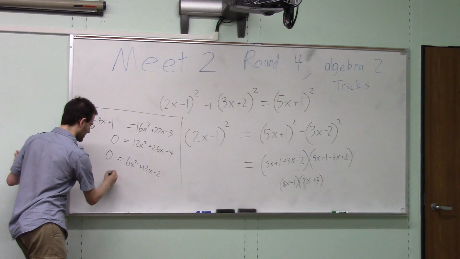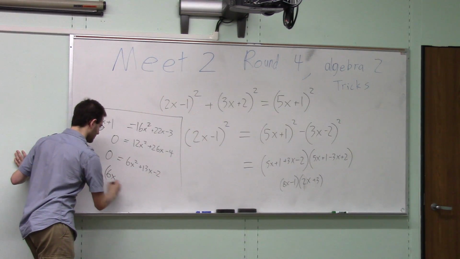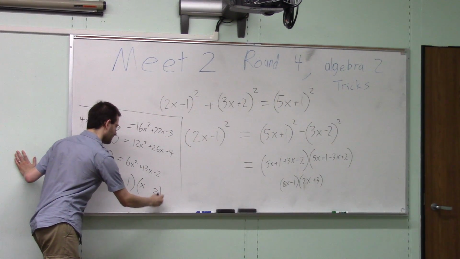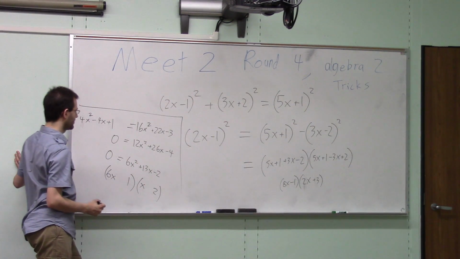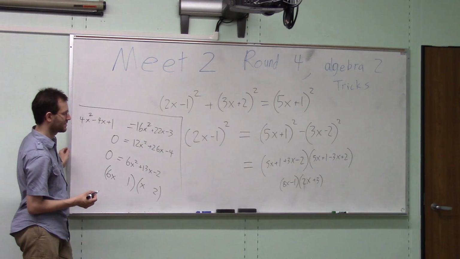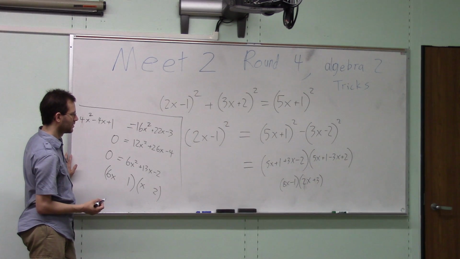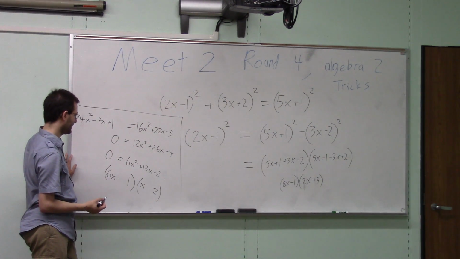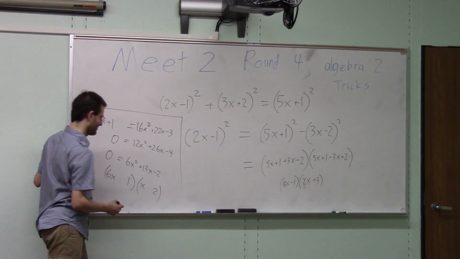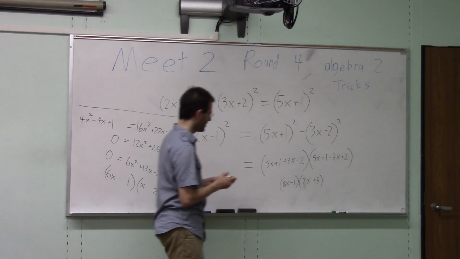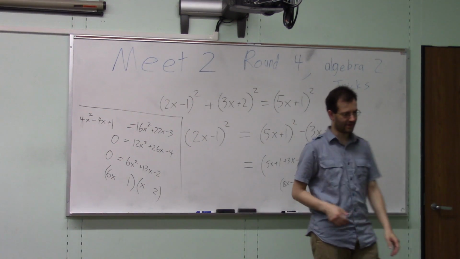Oh look, 6x, 1, x, 2. Did I do the signs wrong? I might have done the signs wrong. Oh well, whatever. I don't really care enough. Yeah, maybe you have to use the formula, maybe I made an arithmetic error. I don't care enough, it's just an example.